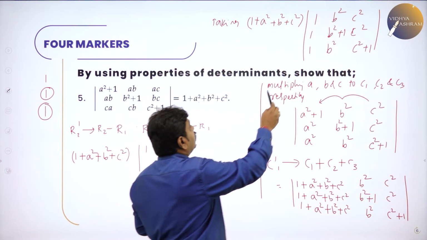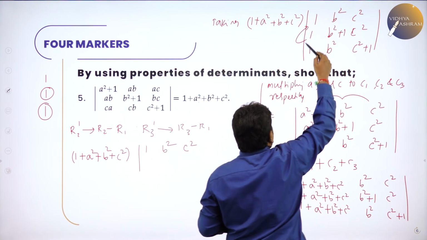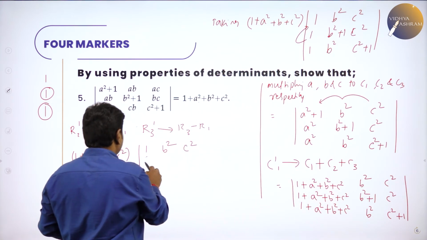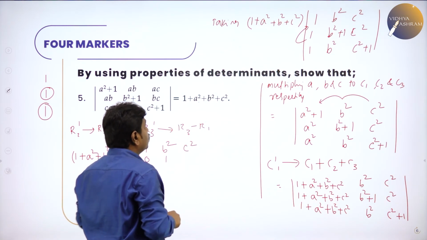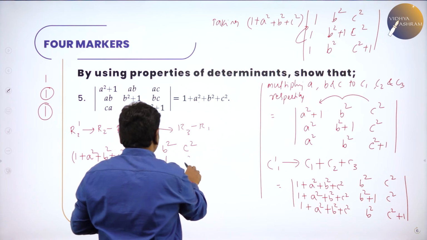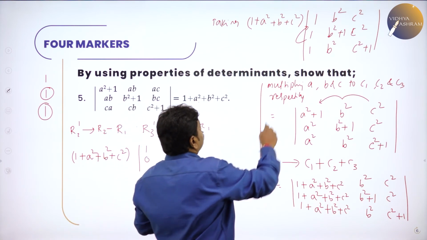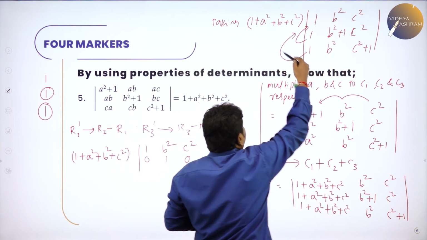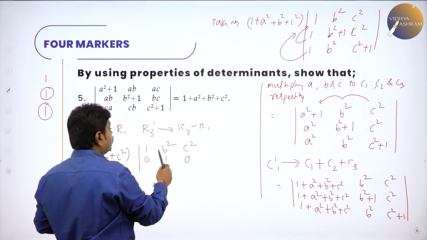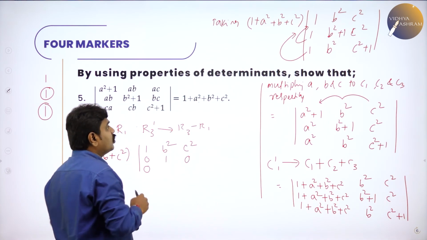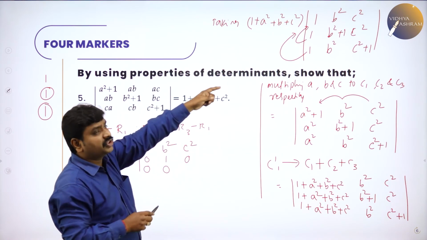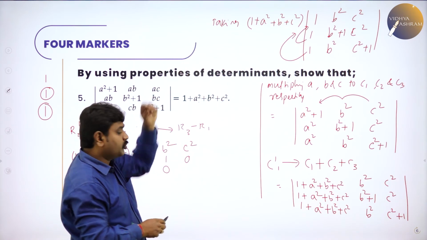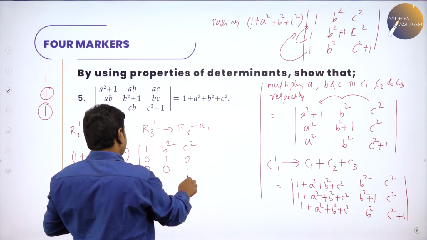So this R2 minus R1, this minus this, if I do 1 minus 1 is 0, and b square plus 1 minus b square becomes just 1. Then c square minus c square becomes 0. Then R3 minus R1, third row minus first row, 1 minus 1 is 0, b square minus b square is 0, and in the third row c square plus 1 minus c square is how much? 1. That's it.